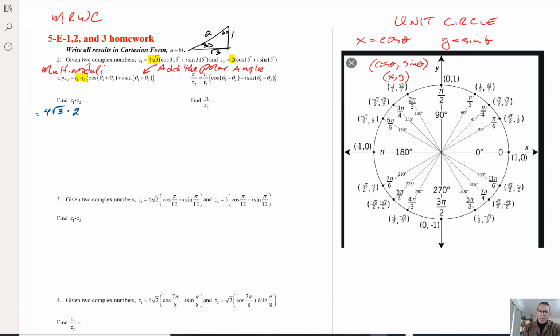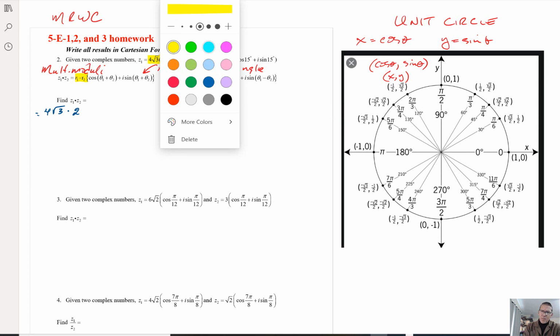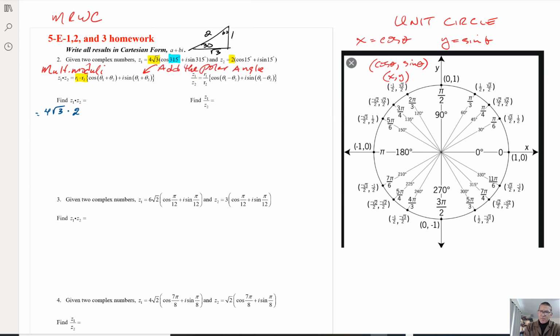You multiply the moduli first, and then you add the polar angles. What are the polar angles? The first one's 315 degrees, and the second one is 15 degrees. That's one of the reasons why you need this knowledge of how to multiply complex numbers in trig form. If you're going to do this without a calculator, which means you have to use special right triangles or the unit circle, you'd be stuck, because 15 degrees does not exist in the special right triangles you know of, and it's not on the unit circle. So this is going to come in very handy.